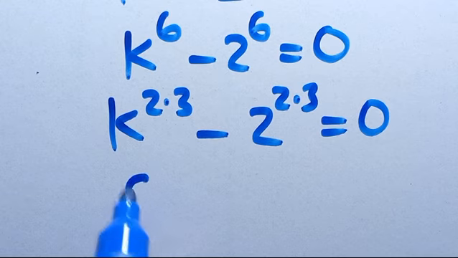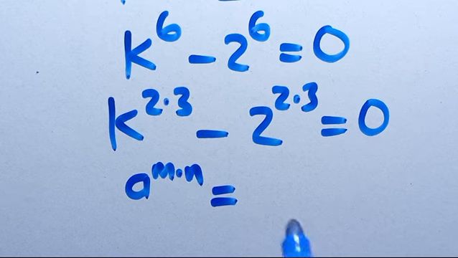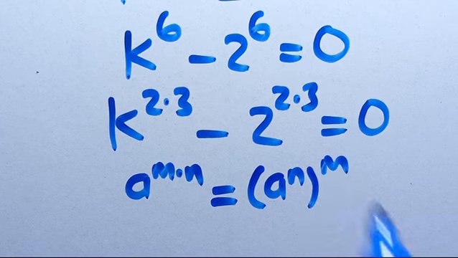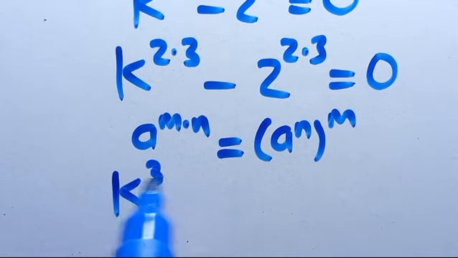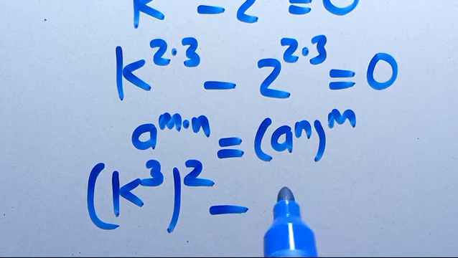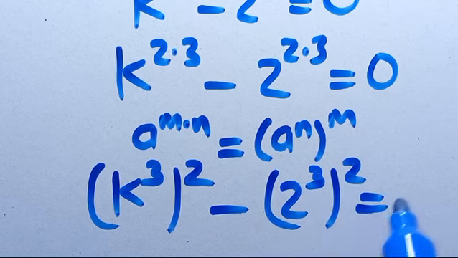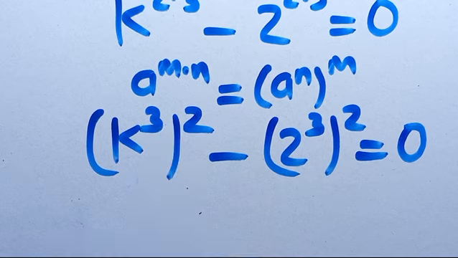Then when you have a to the power of m times n, this can be simplified as a to the power of n, then in parentheses to the power of m. Applying it here, we have k to the power of 3 in parentheses to the power of 2 minus 2 to the power of 3 in parentheses to the power of 2 equals 0. And this has power 2, this has power 2.